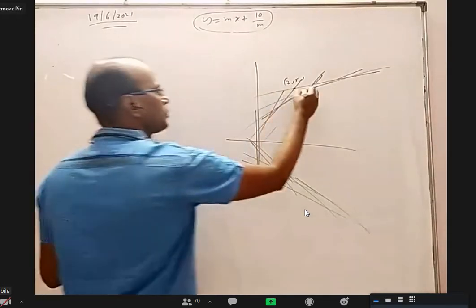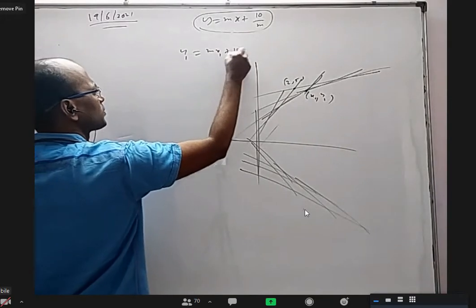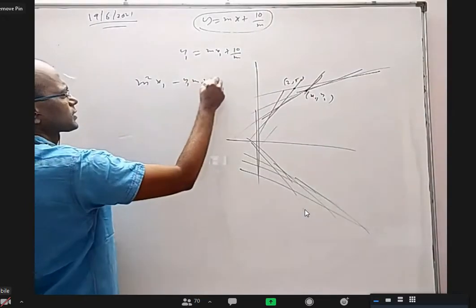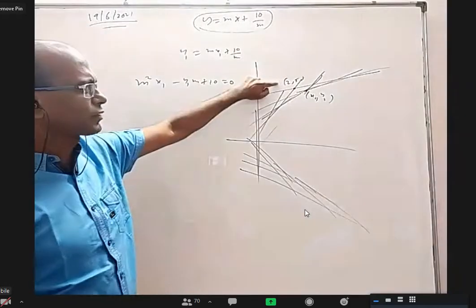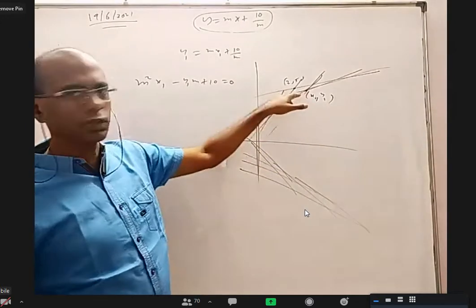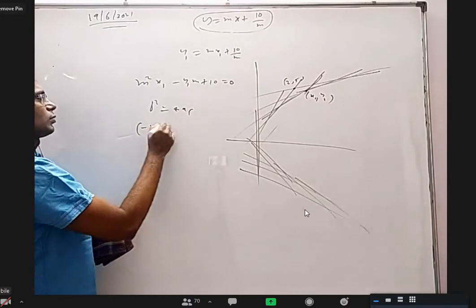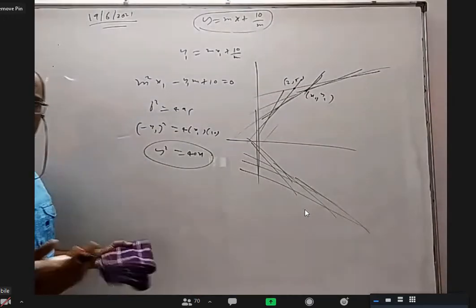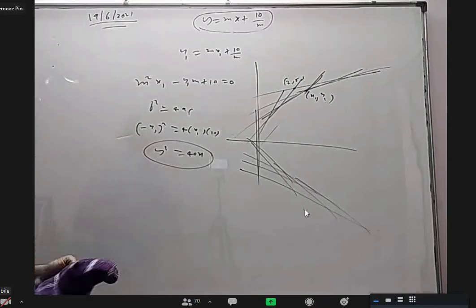That's it. You take any point on this envelope as x1, y1. Substitute here: y1 equal to m x1 plus 10 by m. What is the quadratic equation? m square x1 minus y1 m plus 10 equal to 0. This is a quadratic equation. Now, if x1, y1 is here, distinct roots. If x1, y1 is here, complex roots. If x1, y1 is on the curve, it should have equal roots. So b square equal to 4ac: minus y1 whole square equal to 4 into x1 into 10, so y square equal to 40x. Done. We don't even need to know that y equal to mx plus a by m is a general tangent to a parabola for doing this. Am I right?